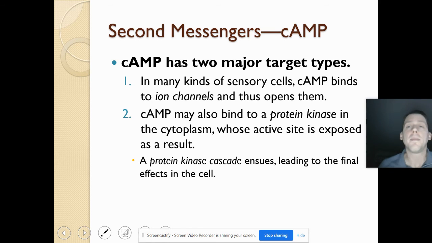cAMP has two major targets. Number one, cAMP can bind to an ion channel sometimes and open them. cAMP can also bind to a protein kinase, as I already mentioned, and activate it.